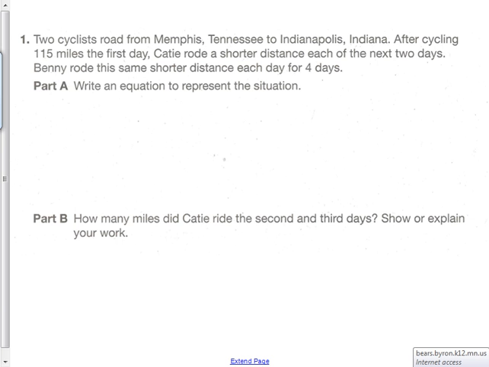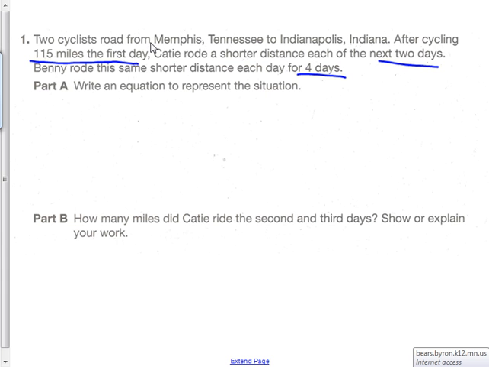So two cyclists rode from Memphis, Tennessee to Indianapolis, Indiana. After cycling 115 miles the first day, so I'm going to keep track of that here, 115 miles the first day, Katie rode a shorter distance each of the next 2 days. Benny rode the same shorter distance each day for 4 days. So part A says write an equation to represent this situation.